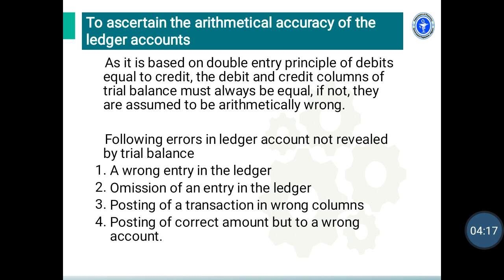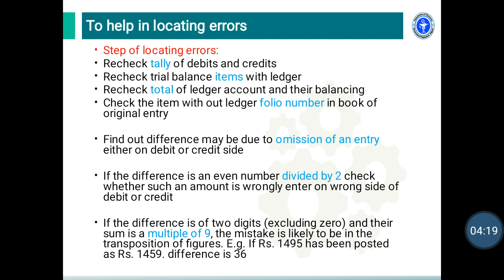Second objective, to help in locating errors. When there are a large number of postings in a ledger and the trial balance does not tally, at that time different errors may have occurred. These are the different steps which are involved in locating errors.